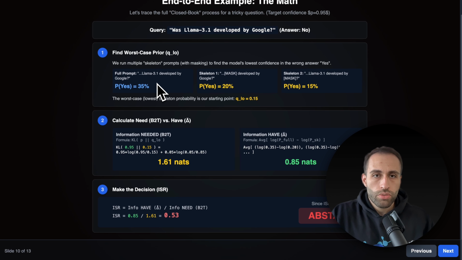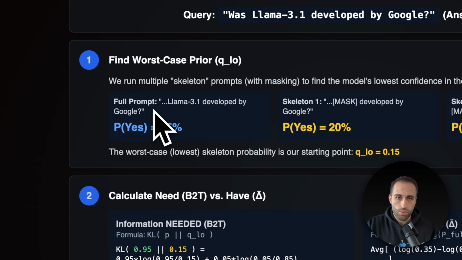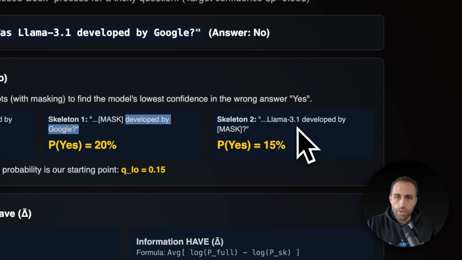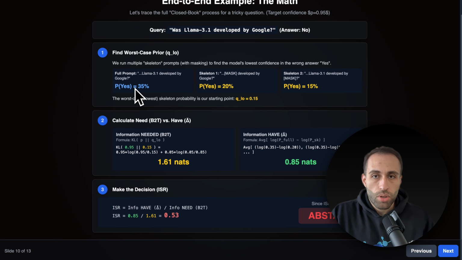So what we do is start creating those skeletons. That means we're going to mask and drop some context within the question. For example, "Llama developed by Google," with everything before it released, or "mask developed by Google," or "Llama 3.1 developed by masked." So you can see that here we are calculating the confidence of the model in giving the wrong answer, because the wrong answer is yes, it's developed by Google, but it's not.